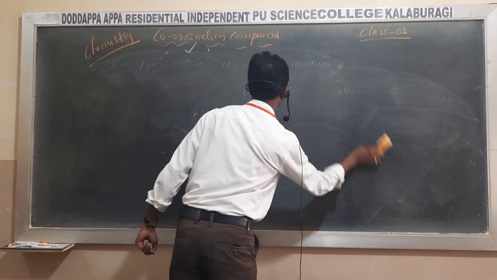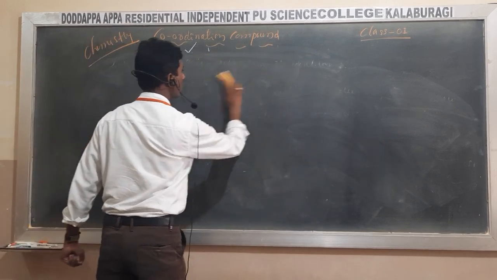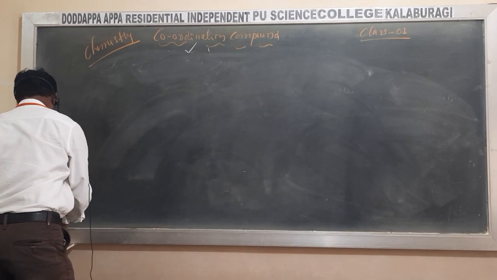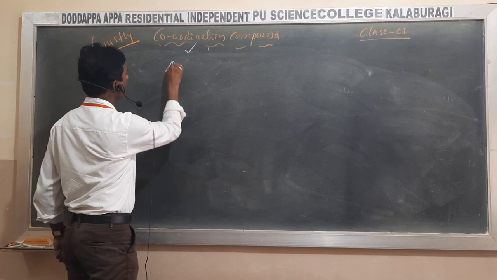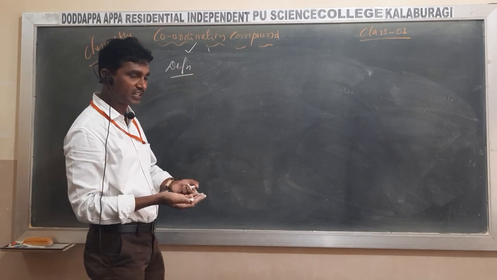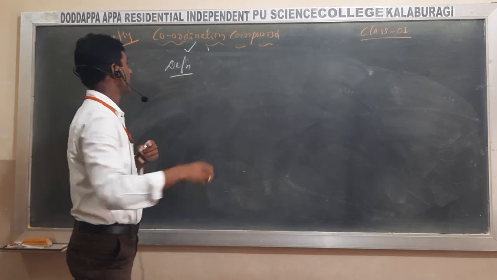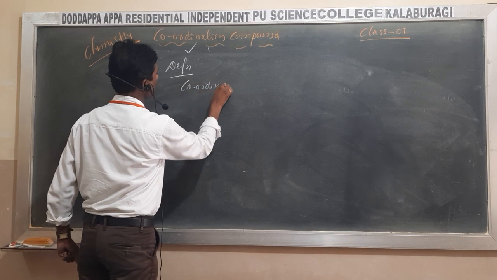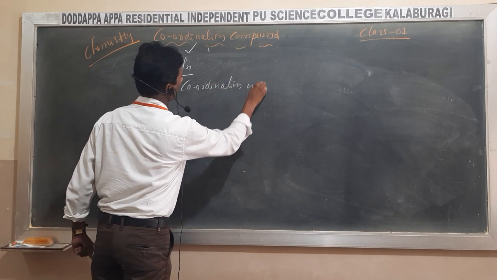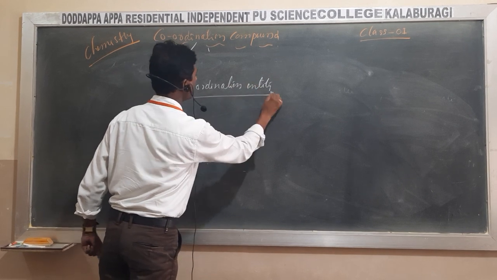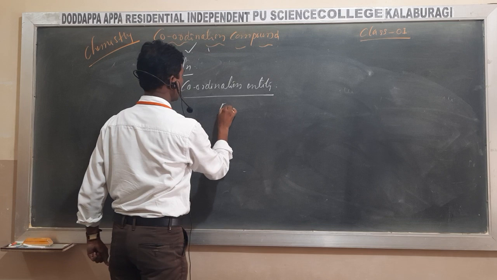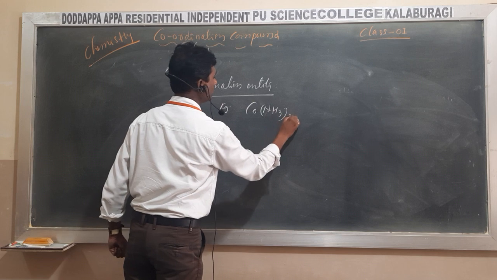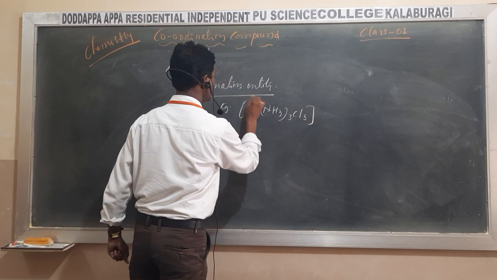First I can go for the coordination entity. Now go one by one through the definitions. What is the definition of a coordination entity? A central metal atom and ligands. First I can give an example: [Co(NH3)6]Cl3, and next is what?